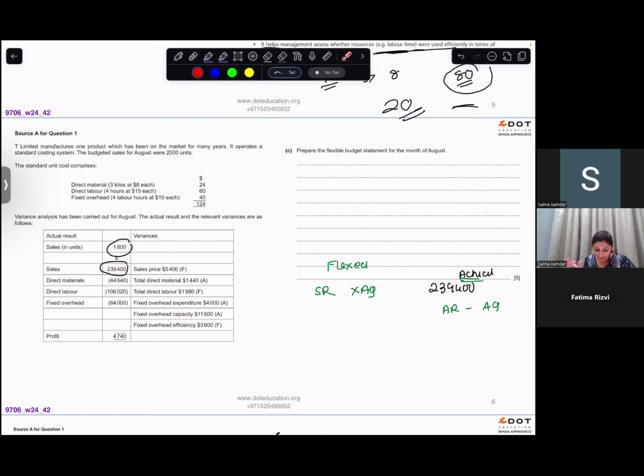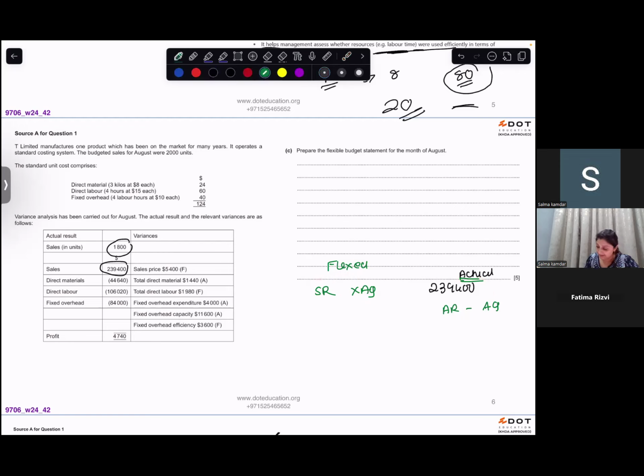Let's take it one by one. I have sales that is 239,400. That is my actual sales. Okay, fine. Flex is the standard rate into actual quantity. Even this is for actual quantity. So the variances are only going to be different because of the rates.